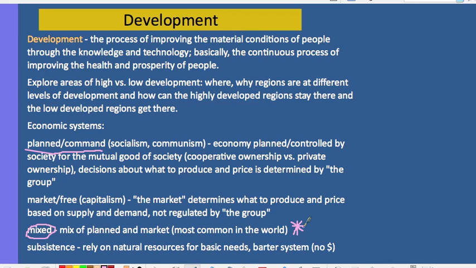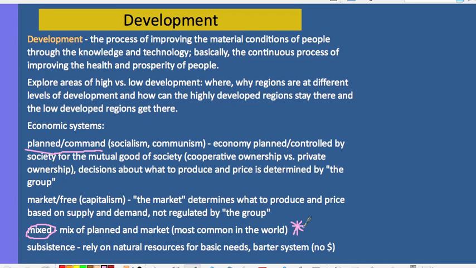So most of the world, including the United States, has government that regulates the market, will subsidize agriculture, and so in that way it's kind of a control or command, to make sure that farmers continue to farm and get enough money for their products when the prices drop. So most countries do have a mixture of planned and market.